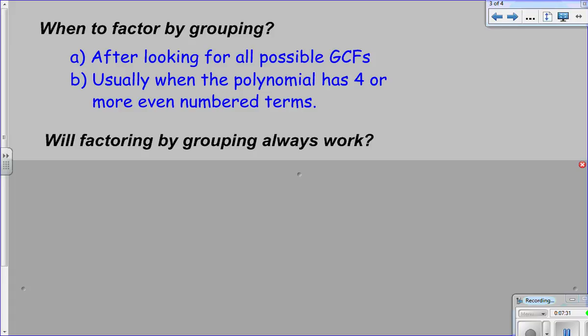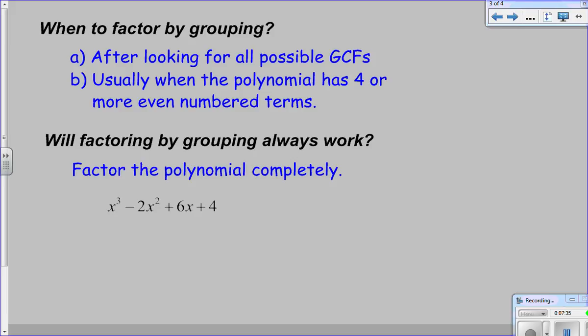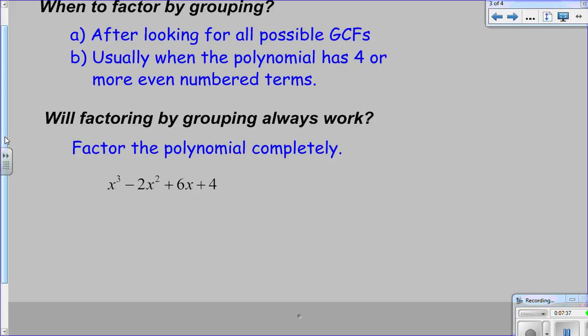And let's look at one more question here. Will factoring by grouping always work? So let's look at an example to see if that's the case. If we're factoring the polynomial x to the 3rd minus 2x squared plus 6x plus 4, let's look for GCFs. But since there aren't any, we go ahead and try to use the grouping technique. From our first group, our GCF is x squared, and that leaves us with x minus 2. And from our second group, our greatest common factor is 2, leaving us with 3x plus 2.